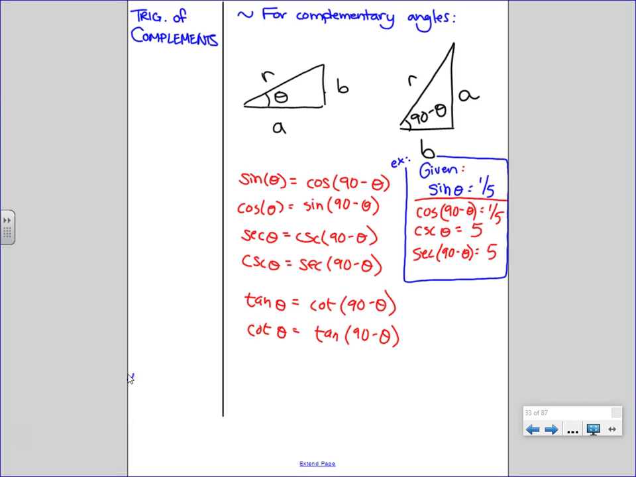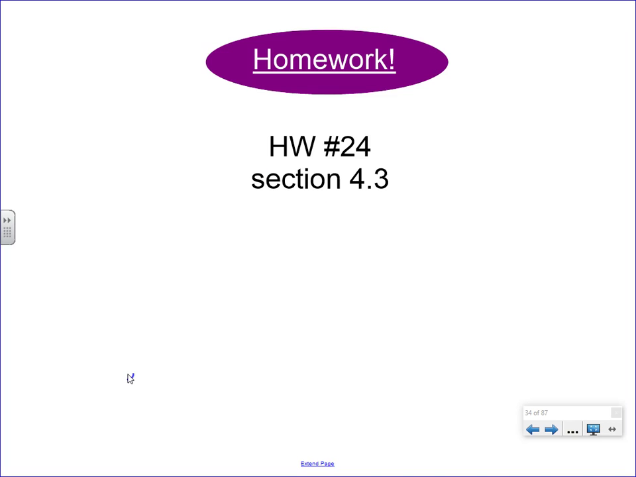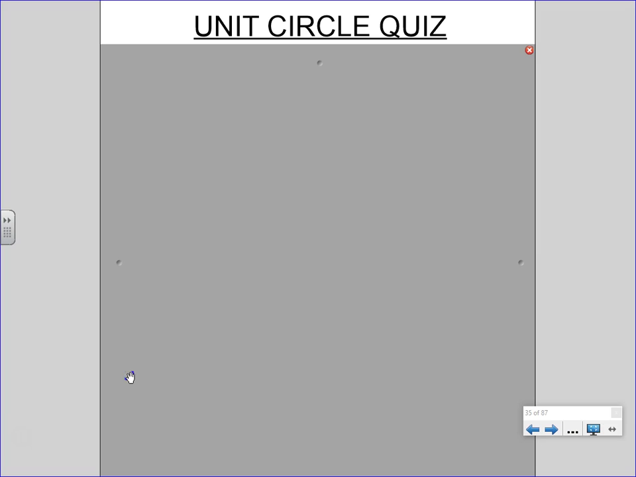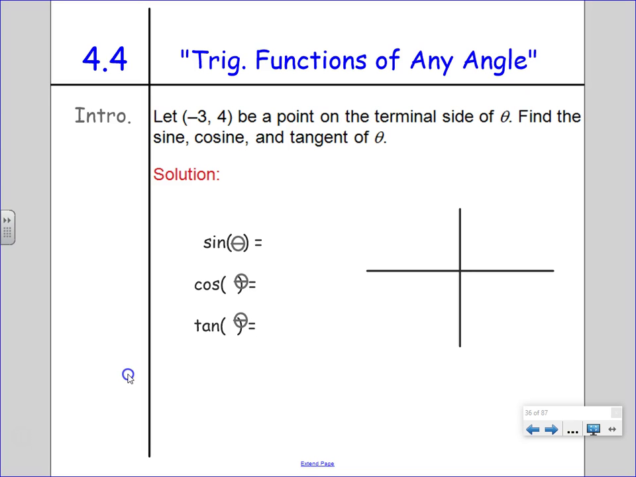There's not really much else that we can do with that without some formulas that we don't know yet. So, with that, kiddos, that's the end of section 4.3. I want to start section 4.4 very soon.